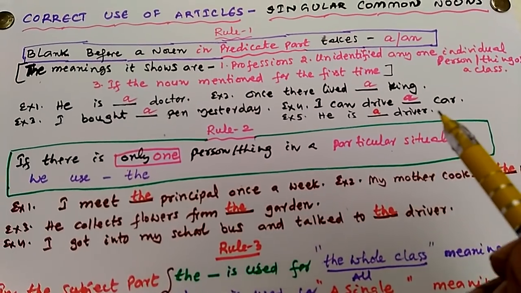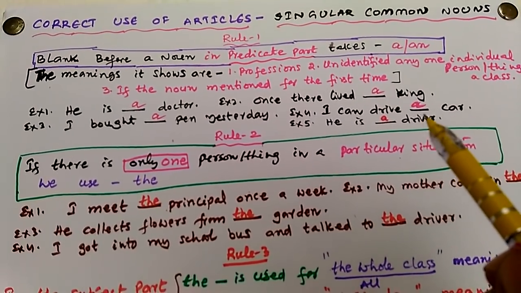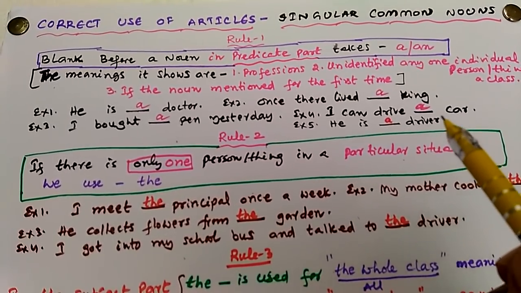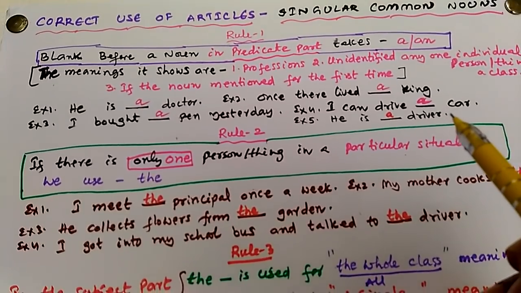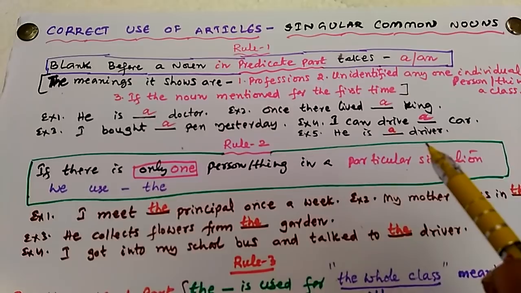I can drive a car. Here, a car means any car. That means an unidentified car. Here, the listener or the reader does not know which car it is. He is a driver. Here, it is a profession.